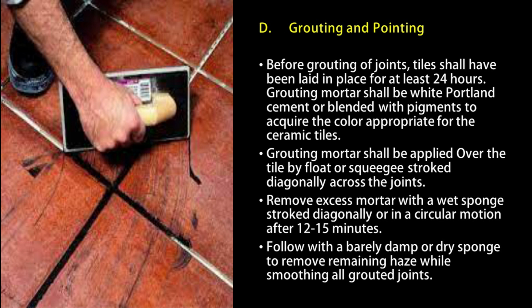Grouting and pointing. Before grouting a joint, tiles should have been laid in place for at least 24 hours. Grouting mortar shall be white Portland cement or blended with pigment to acquire the color appropriate for the ceramic tiles. Grouting mortar shall be applied over the tile by float or squeegee diagonally across the joint.